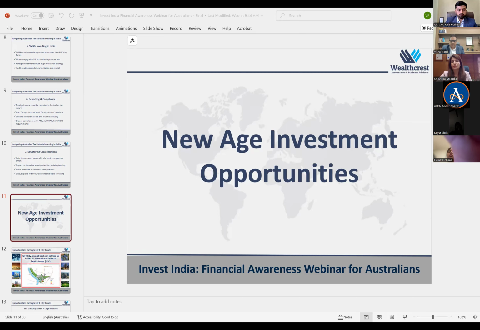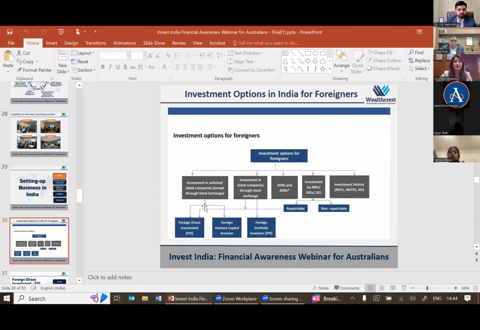It's regarding investment options for foreigners. A few of the options I think Rajit has already taken care of, and a few of the options are regarding how to invest in your business. First is the investment in unlisted or listed companies, except through stock exchange. Stock exchange, I think Rajit has already taken care of. The second one is investment in listed companies through stock exchange. Third one is ADRs and GDRs. Then there is an option for investment by non-resident Indians, PIOs and OCIs, like persons of Indian origin and overseas citizens who are OCI card holders. Then there are investment vehicles, like real estate investment funds, and alternate investment funds. Right now I would be talking about foreign direct investment.